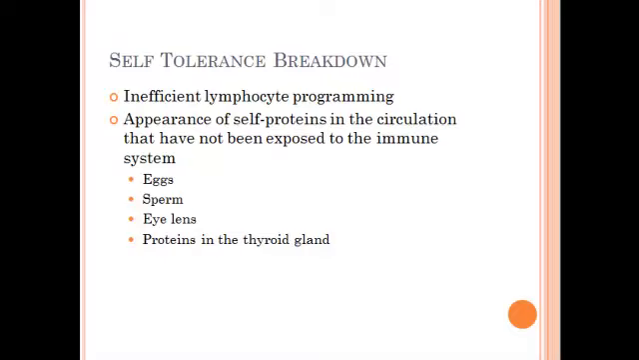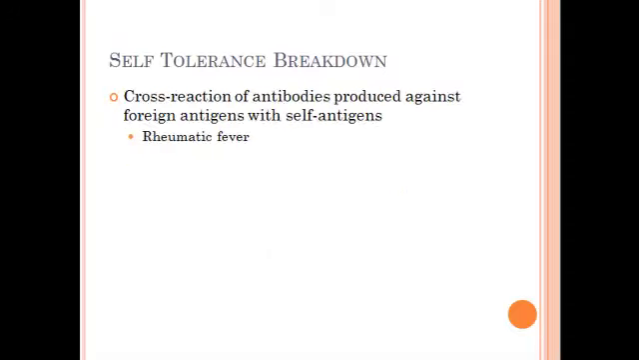So sometimes the reproductive cells, eggs, sperm, or cells in the eye, that your body hasn't recognized as self before, or proteins in the thyroid gland show up and throw the immune system out of whack and cause all sorts of problems. Or there's situations with diseases such as rheumatic fever, where the pathogens mimic your own cells, your own proteins, and so your body suddenly can't tell the difference between the two and starts to have problems in this way.